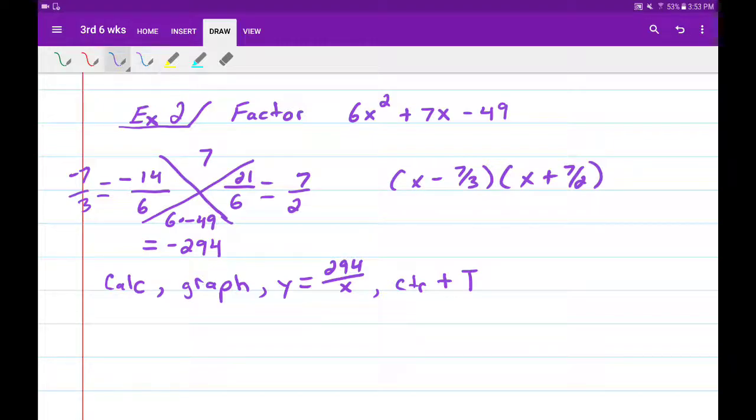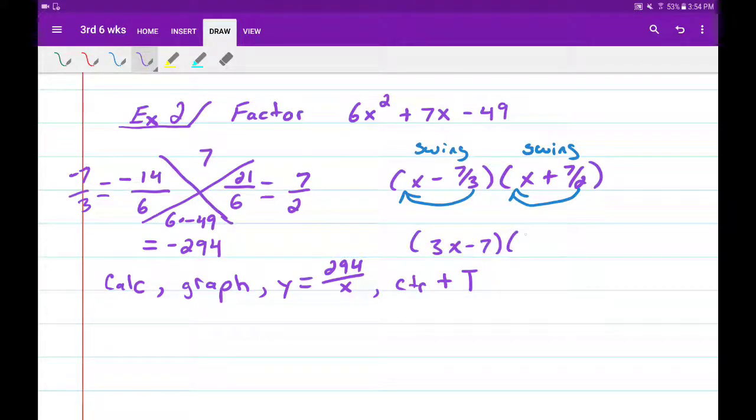All right, and on this particular one, we're going to have to use the swing technique on both of these because they both have fractions in there. So when I write this out, I get 3x minus 7 times 2x plus 7. And that's our factored out.